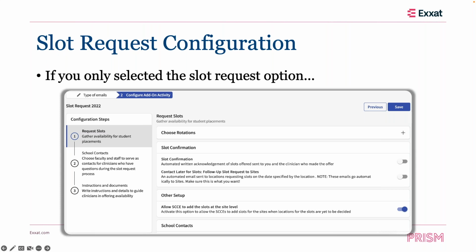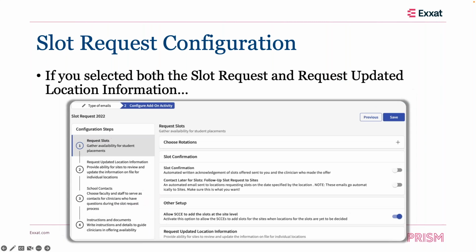However, we do have a separate add-on activity called request for updated location information. So if you did go ahead and turn that add-on activity on as well, then you will have a screen that looks like this. So instead of 3 steps, you're going to have 4, and you will see there is a second step specifically for the updated location information request. So if you're just doing the slot request, you'll just have the 3. If you're going to include both, then you'll also have this second option here.